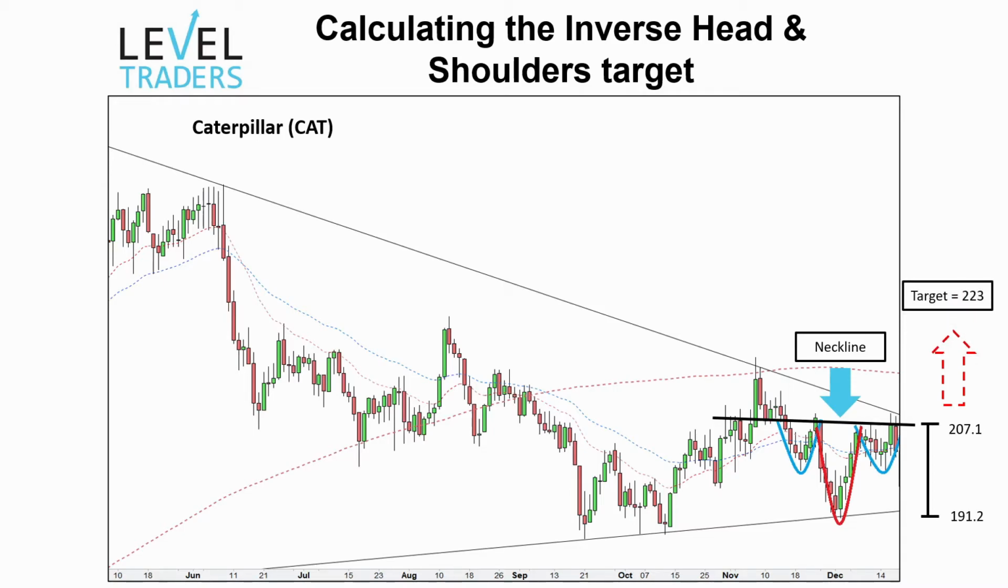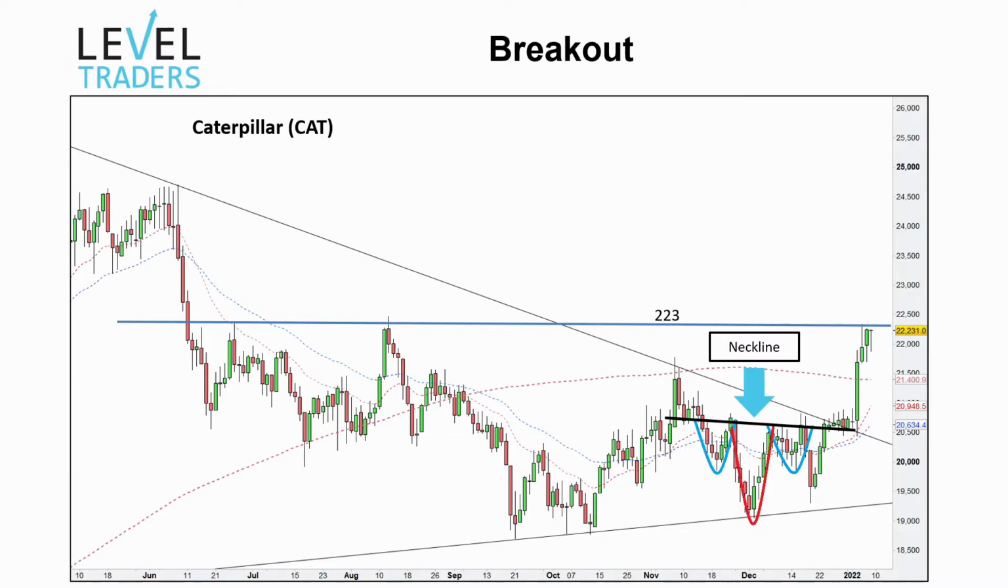Let's now see how this played out. Well, would you look at that? Price not only reached the upside target, but also the 223 level has now acted as a resistance area. You can see the break of the neckline here in red, and that signaled the buy.